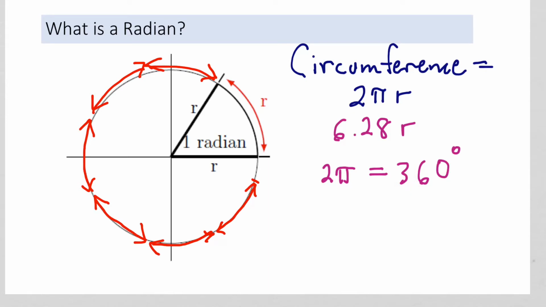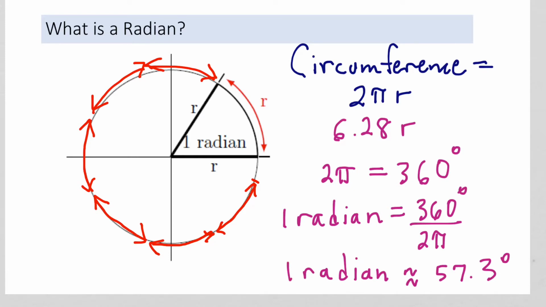If I wanted to find out how many degrees it takes to sweep through 1 radian, I could take 360 degrees and divide it by the number of these pieces that I have, which we know is 6.28, or more accurately 2 pi. If I punch 360 divided by 2 pi into my calculator, I get that 1 radian is approximately equal to 57.3 degrees. That gives you a feel for how many degrees you would sweep through if you had this distance r along the outside of your circle.